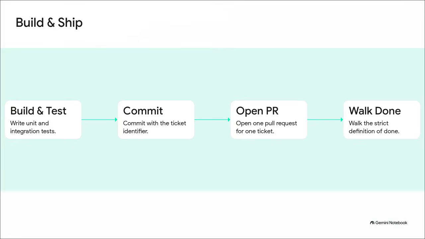The second half covers building and shipping. You build and you test, putting a huge emphasis on non-negotiable tests, like tenant isolation, making absolutely sure a query returns nothing for a different tenant. You commit your code with the permanent ticket ID securely in the footer, which is enforced by a commit hook. Then, you open a single pull request that actually requires an honest rollback plan. Finally, before you even ask for a review, you have to walk the strict definition of done.